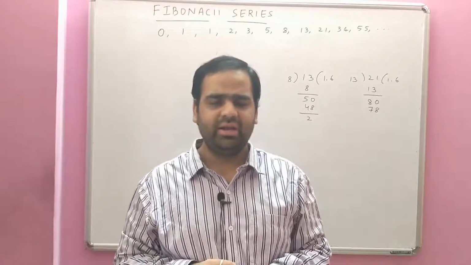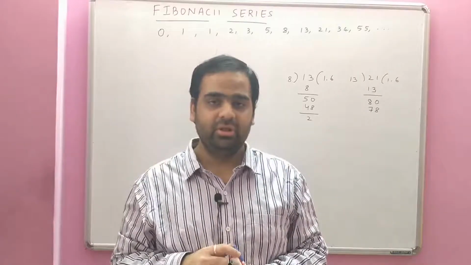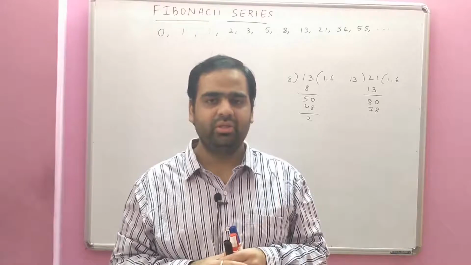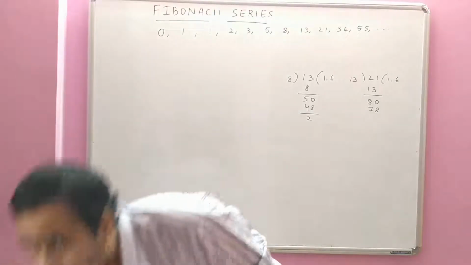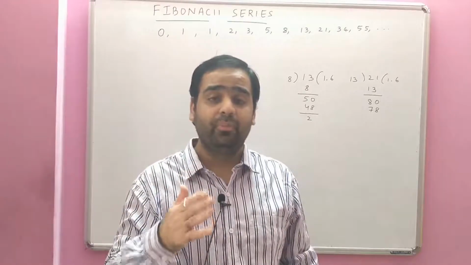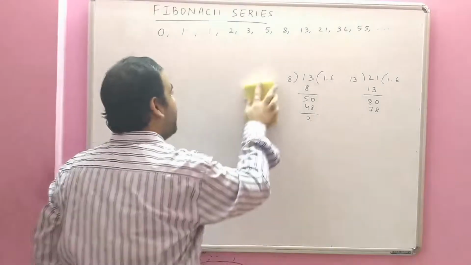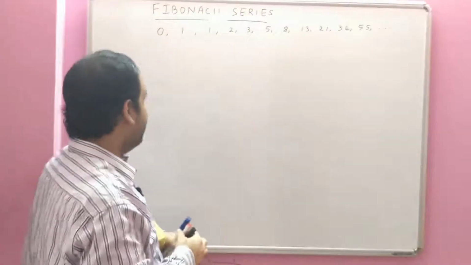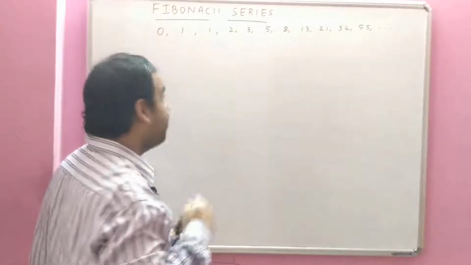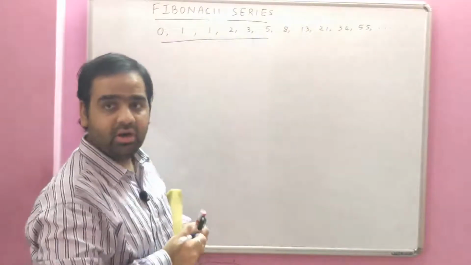Now we want to write a program to print n terms of Fibonacci series. There are infinite terms of Fibonacci series, and we cannot go on printing infinitely. Therefore, we restrict ourselves to print till the first n values. For example, if n is equal to 6, we want to print the starting 6 terms: 0, 1, 1, 2, 3, 5.